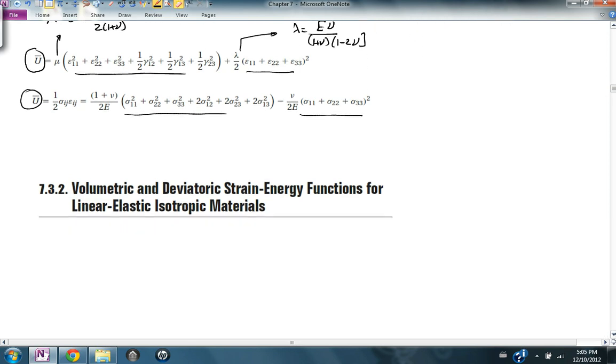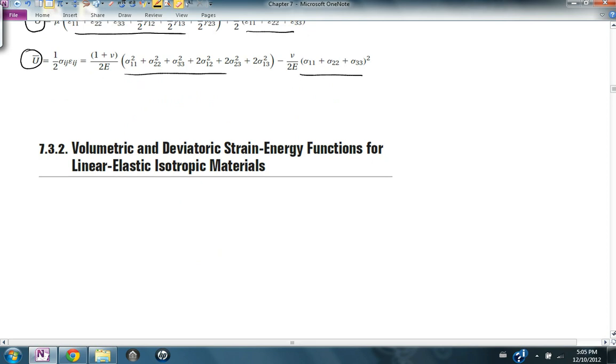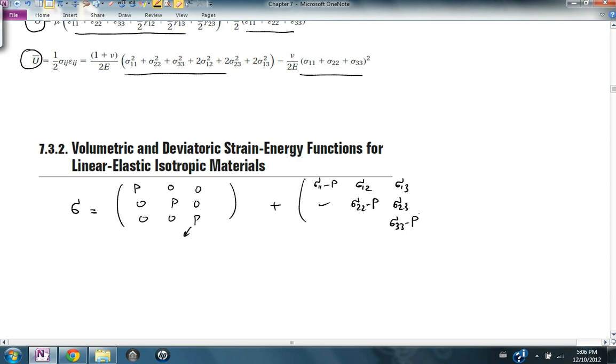Now in chapter 2 we introduced the hydrostatic stress and the deviatoric stress. We said that the stress can be decomposed into a matrix P 0 0, 0 P 0, 0 0 P, where P is the hydrostatic stress, plus sigma 1 1 minus P, sigma 1 2, sigma 1 3, and so on. And we call this the deviatoric stress tensor, and this is the hydrostatic stress component.